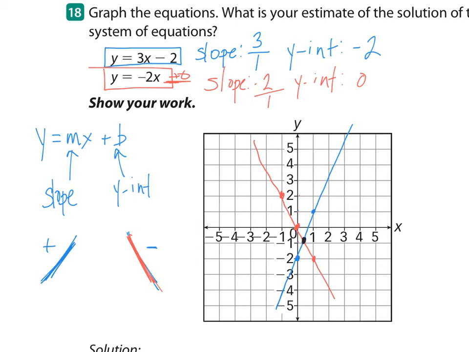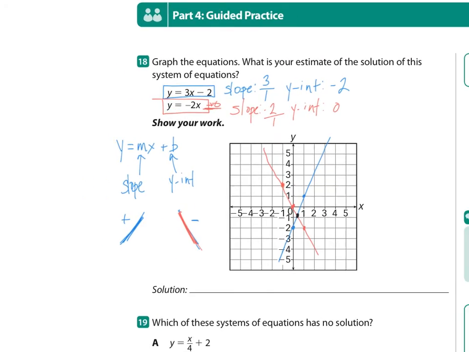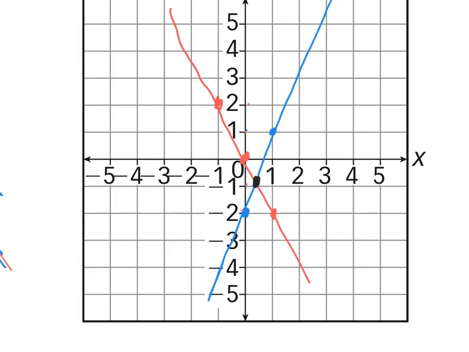So it says on here, what's our estimate? Right? We see right here, what is your estimate? No, I meant to underline that. Of the solution. So the estimate is, hey, where do those two lines meet? All right, so they don't meet on a whole number.